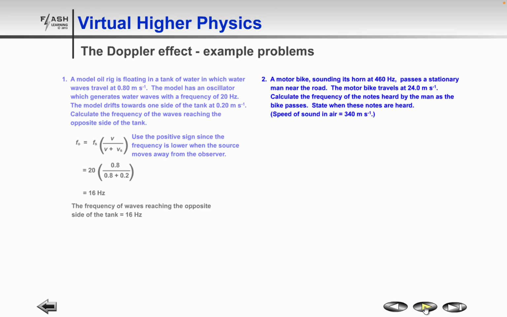Similar problem: a motorbike sounding its horn at 460 Hz, so that's the frequency of the source, passes a stationary man near the road. The motorbike travels at 24 meters per second, so that's the speed of the source, and the speed of sound in air is 340 meters per second. And we're after what notes are heard by the man and when these notes are heard.